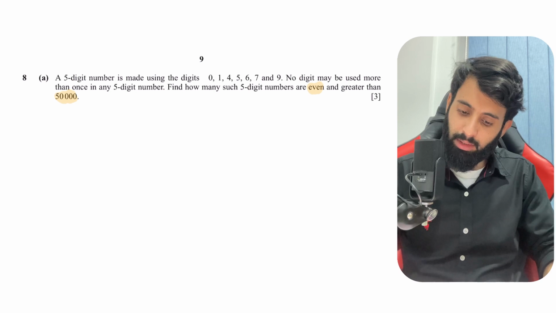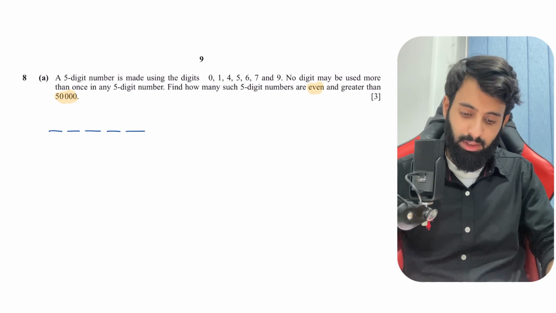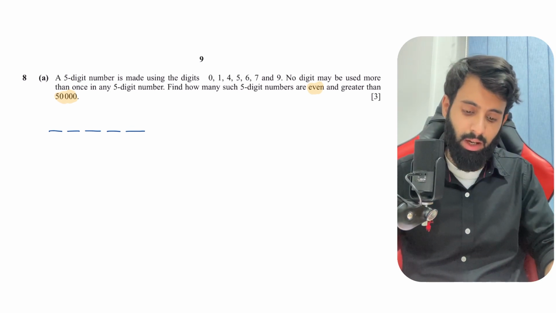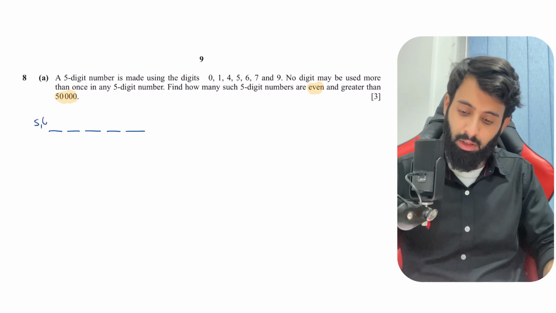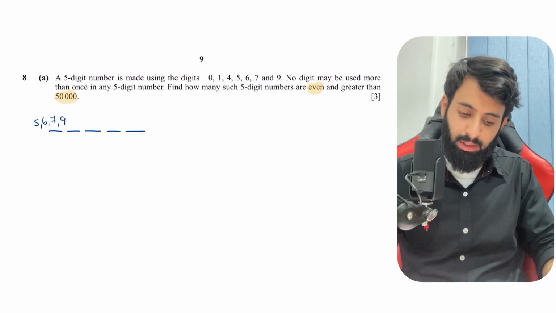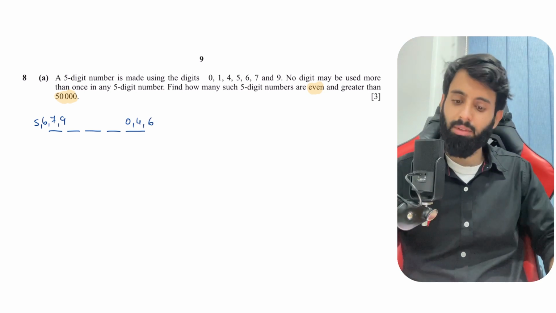And we're talking about 5-digit numbers. So 1, 2, 3, 4, 5. Now, for the first place, how many digits can we have if we have to make sure that it's greater than 50,000? So we can have 5, we can have 6, we can have 7, and 9. And for the last digit, to make sure that it's even, we could have 0, 4, and 6. Now, what happens here is that this becomes a conflict situation.